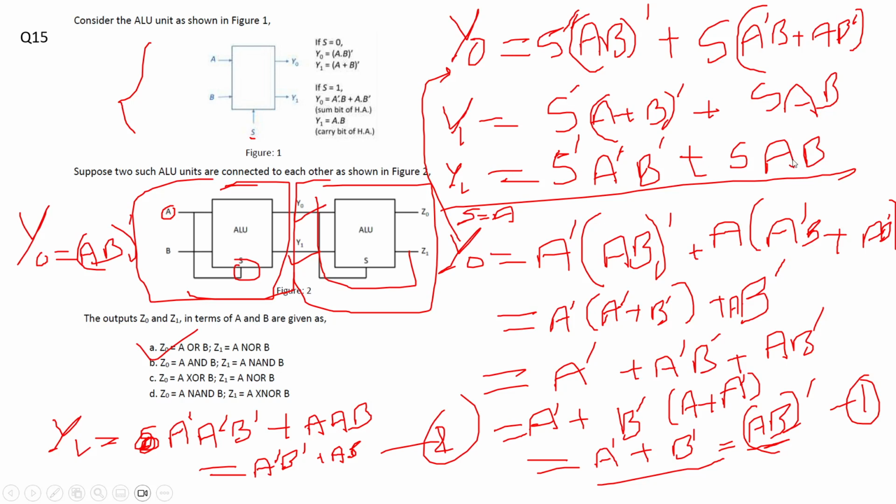First you write down the expressions for y0 and y1, and then you plug those values here. So this was done quickly, right? y0 equal to ab complement, and y1 equal to a complement b complement plus ab, right? Then what are z0 and z1? We know z0 will be equal to (y0 y1) whole complement, and z1 will be equal to y0 y1 plus y0 complement y1 complement.